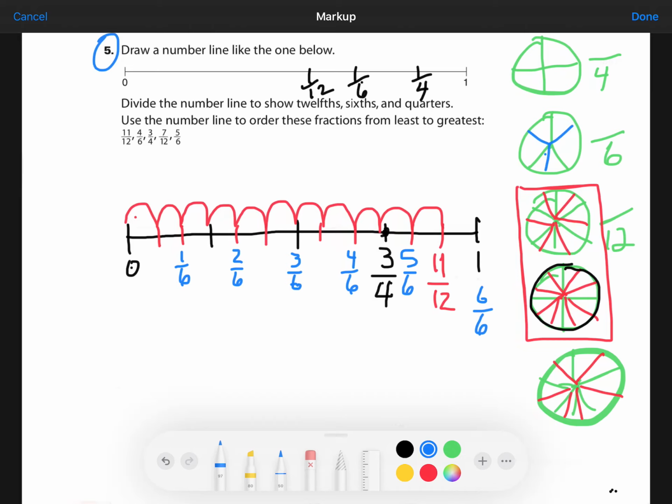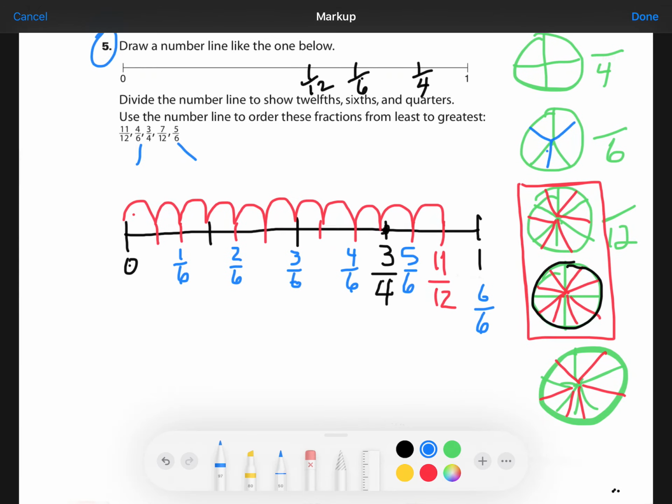Okay, so my sixths, I need 4 sixths, and I need 5 sixths. So I'm going to label both of those. 4 sixths is here, 5 sixths is here, and we previously labeled 3 quarters and 11 twelfths. So here they are in order. 4 sixths, 3 quarters, 5 sixths, and 11 twelfths.